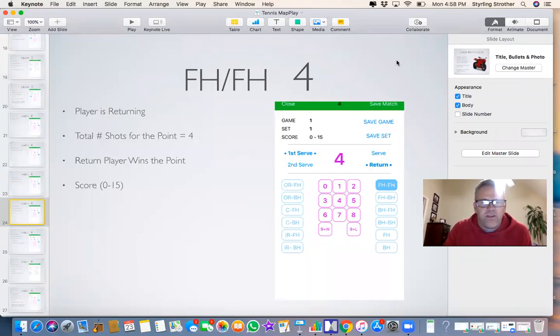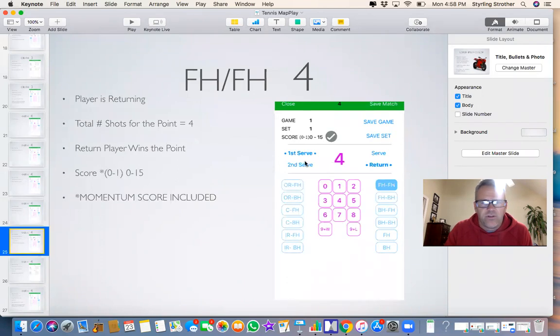Okay, when it comes to the app, what I'd like to see added is, right now on the main page, it's recording the score, love 15. So what I'd like to add is what's called the momentum score. So I'll go to the next slide.